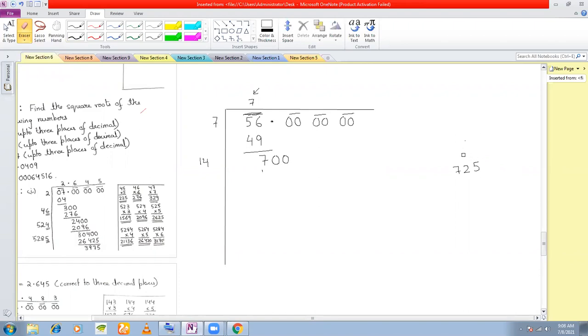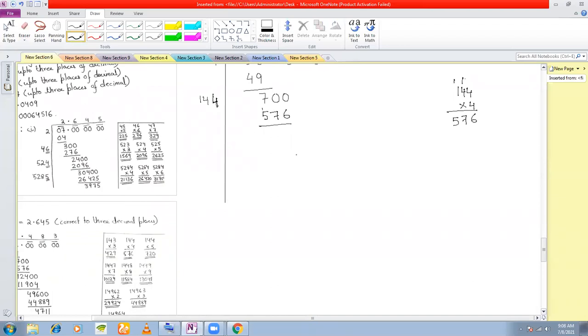Since 725 is greater than 700, we have to try a digit lower than 5. So let's try 4. Let's insert a 4 here. So 144 into 4 gives 576, right? That means 576 is acceptable. So we put 4 here, we give a decimal point, and we put a 4 on top. Now we subtract to get 124.